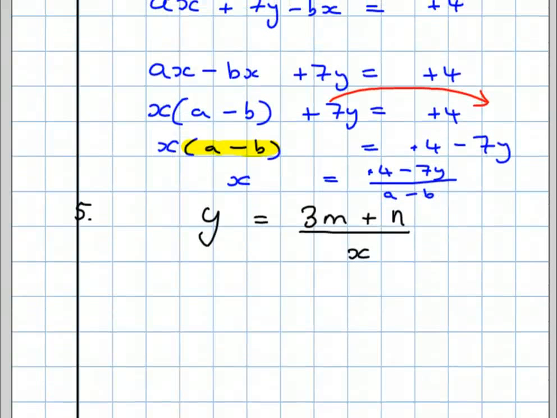We're going to make x the subject, but x in this instance is the denominator. So as we did with getting rid of fractions, the first thing I did is multiply everything by x. So we get xy equals 3m plus n.